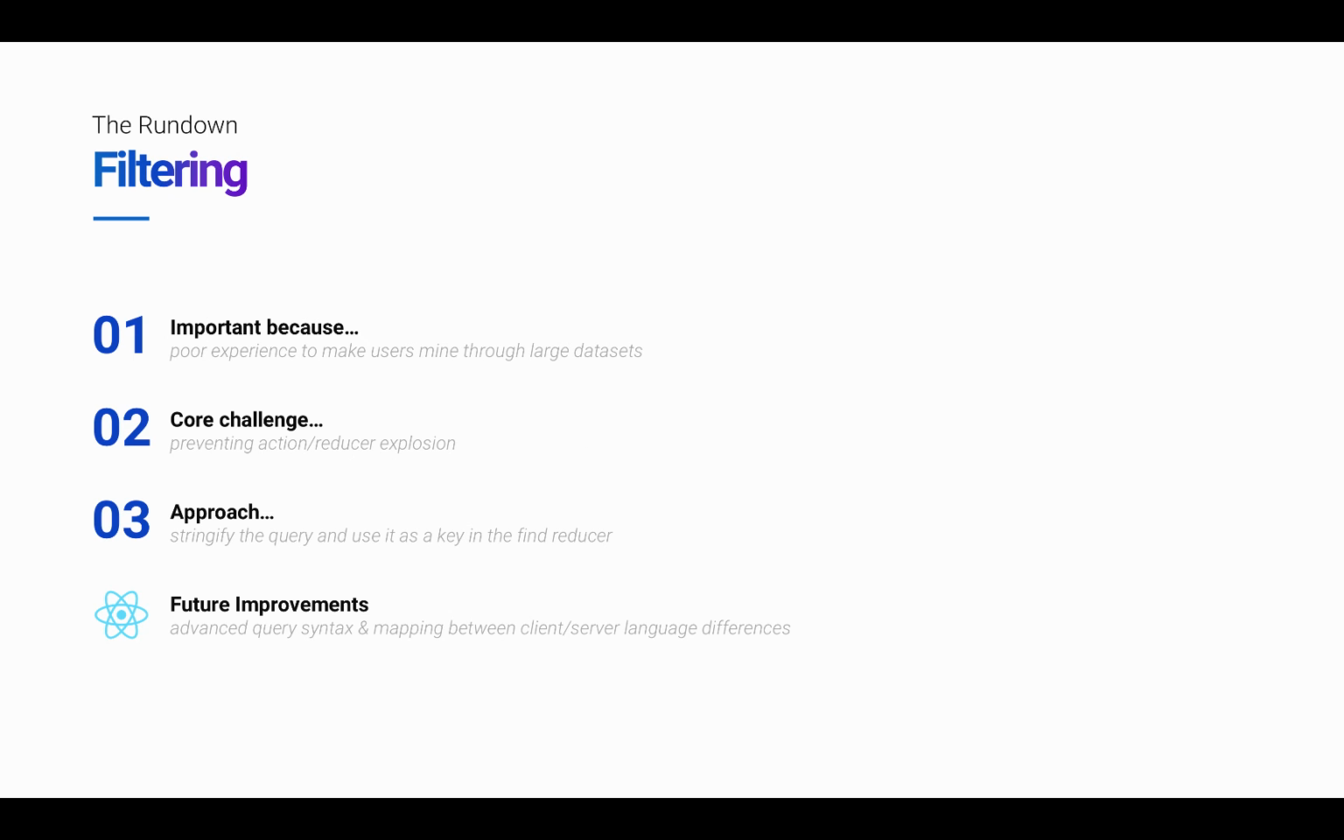So, to review, this is important because it's a poor experience to make users mine through large data sets, so we want to provide them a way to ask the questions they need answered. The core challenge is preventing action reducer explosion, and the approach that Lore takes is to stringify the query and use it as a key in the find reducer. Future improvements will include an advanced query syntax and the ability to map across language differences between the client and server.